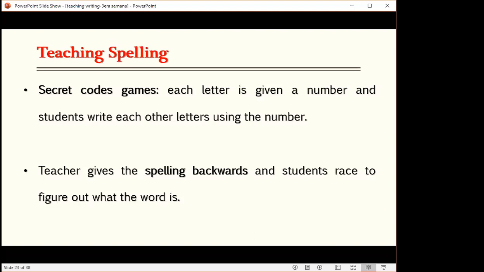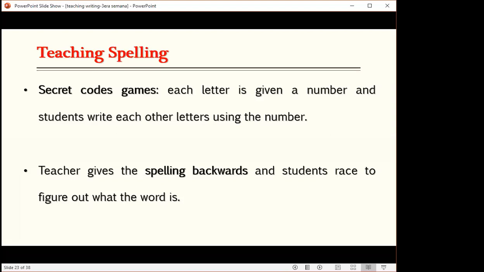Secret codes. The other one is the spelling backwards. But I think you can do this not on little kids or children. I think you could use this on teenagers because it's a tricky one, because they have to spell the word back. So that's why here it says spelling backwards. And the students race to figure out what the word is.